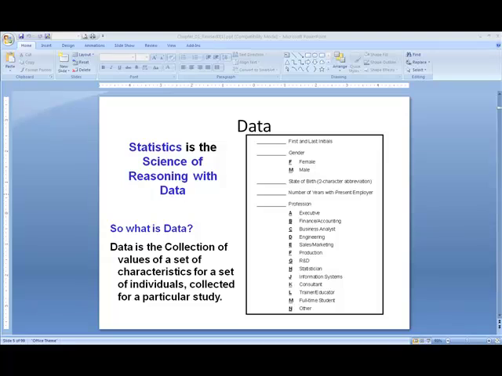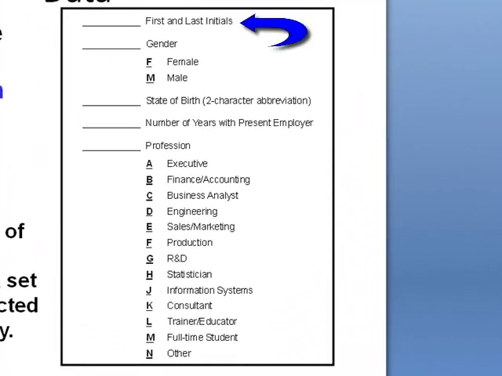So here we'll give an individual this particular survey, and we'll be able to collect 5 different pieces of information or 5 different variables. And the variables in this particular study, the first one would be their first and last initial. The other variable would be gender. The third variable would be state of birth. The fourth would be number of years with present employer. And the 5th variable for a particular individual would be the profession. And it would be given a letter, A, B, C, all the way to N, where A meant executive, B meant financial or accounting, and so forth.